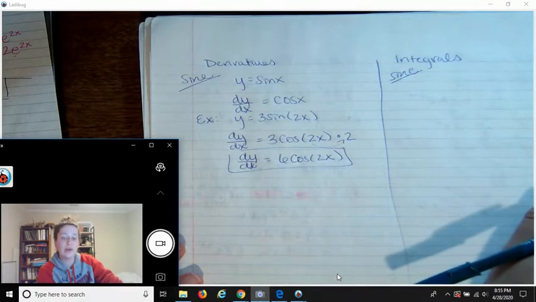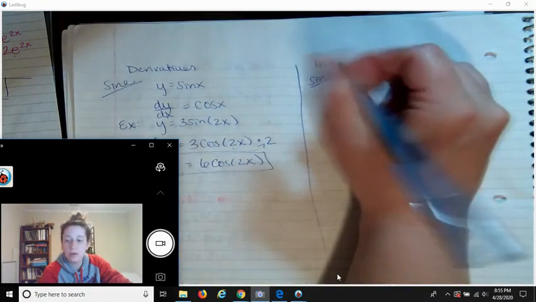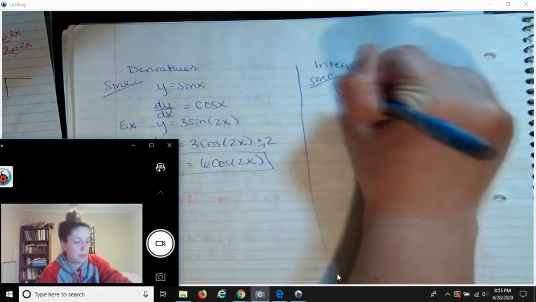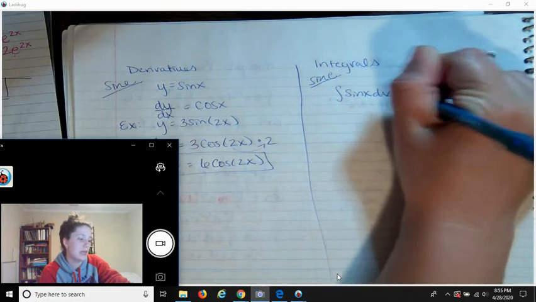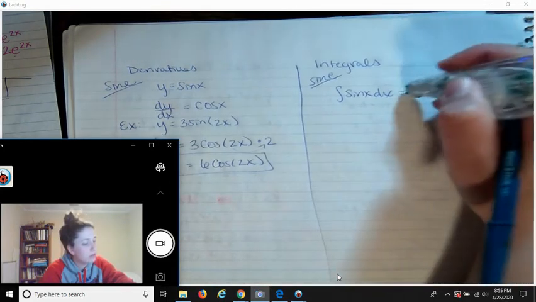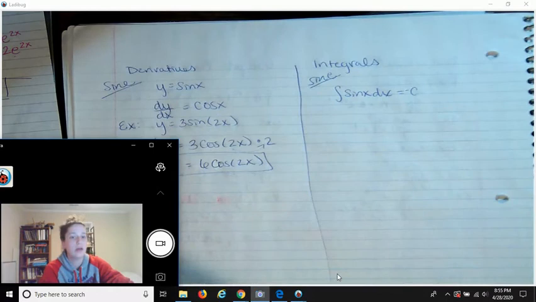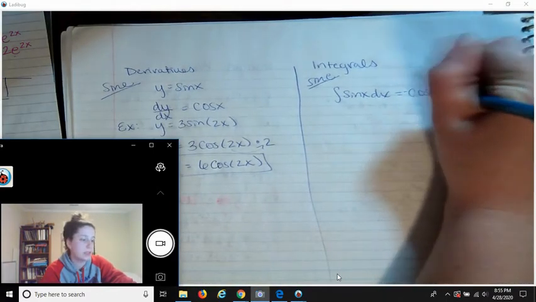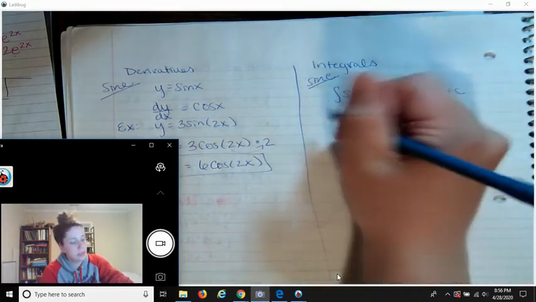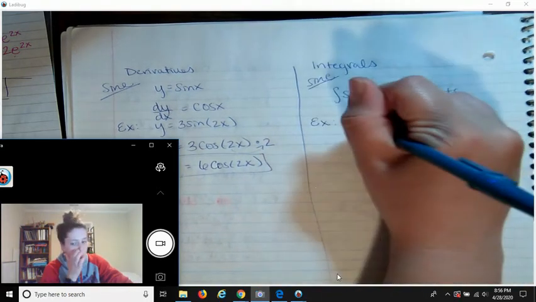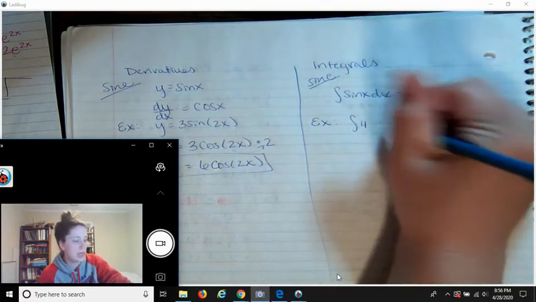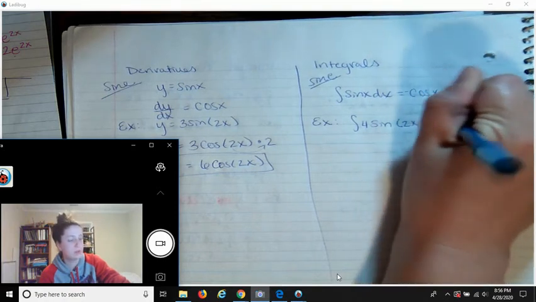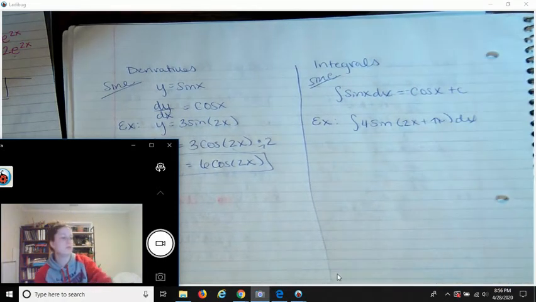Let's do a quick integral with sine. So let's see here. We are integrating the sine of x with respect to x. We know that this should be negative. Ooh, that doesn't look like a negative. It looks like I extended my equal sign. Negative cosine of x plus c. Let's do an example. So the integral of 4 sine of 2x plus pi with respect to x is going to be my example. It's really ugly.